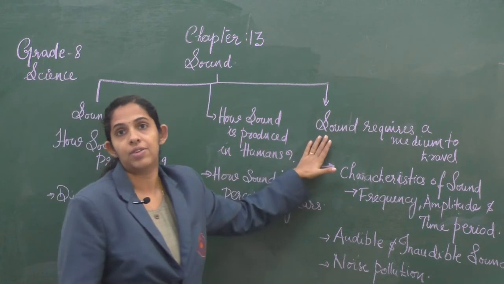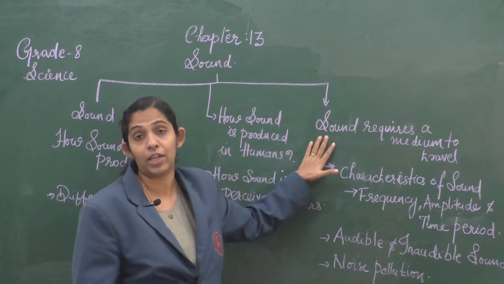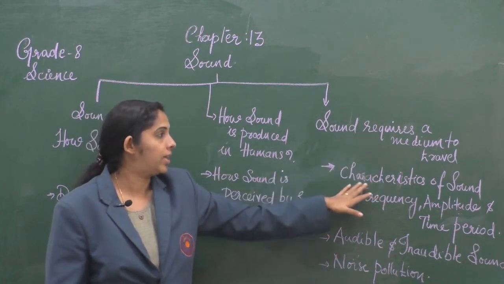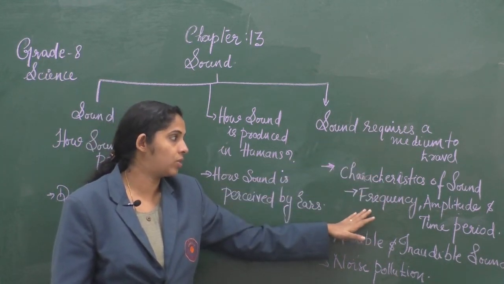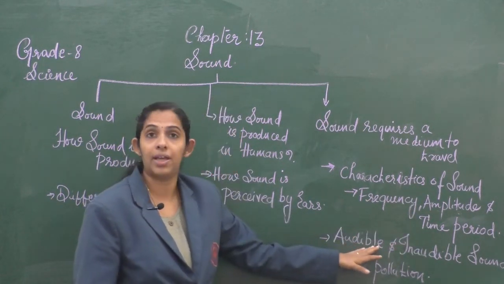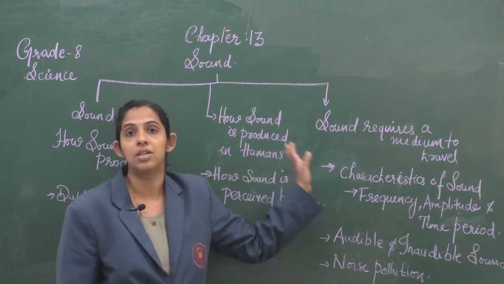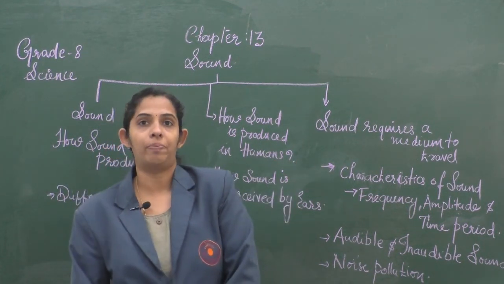Then we have discussed that sound always requires a medium to propagate, and in vacuum it can't propagate. Next we have discussed different characteristics of sound, that is frequency, amplitude and time period. We have discussed audible and inaudible sounds, and noise pollution. So children, that is a summary of the chapter.